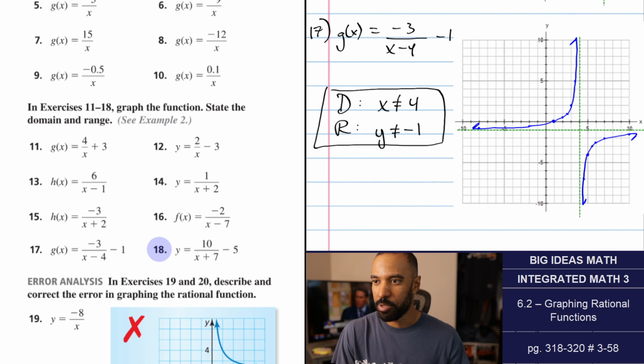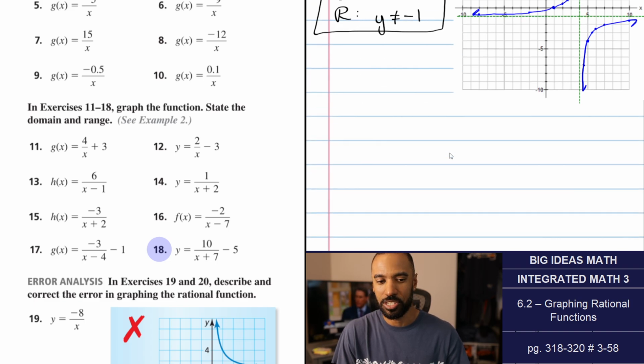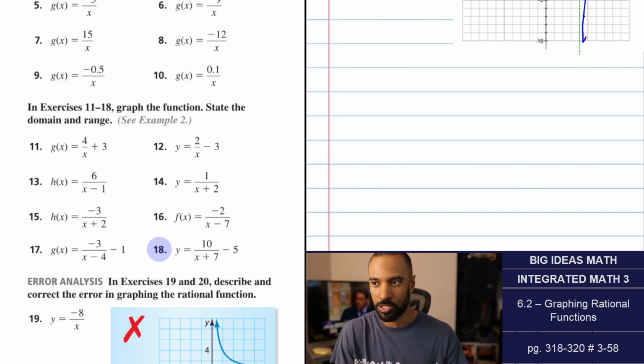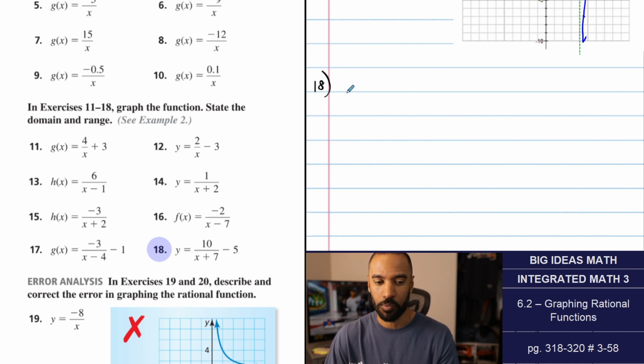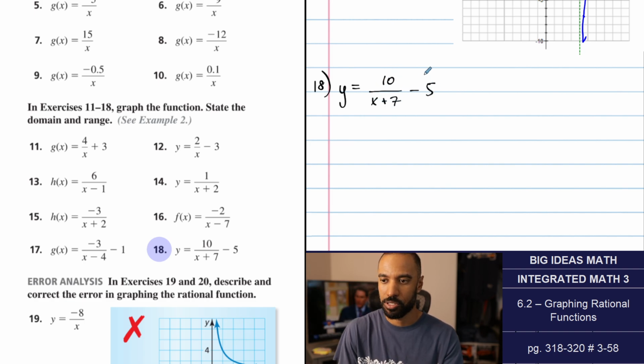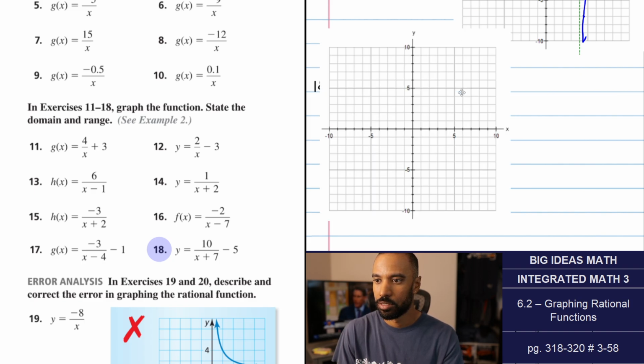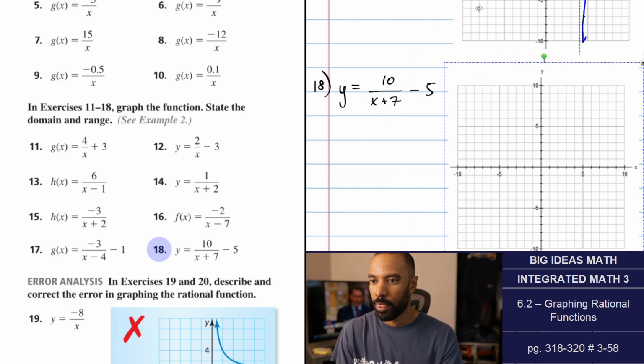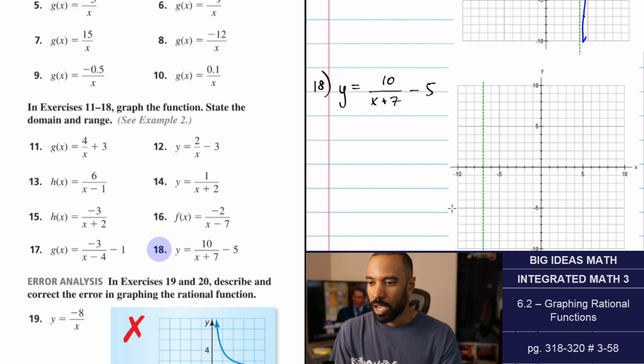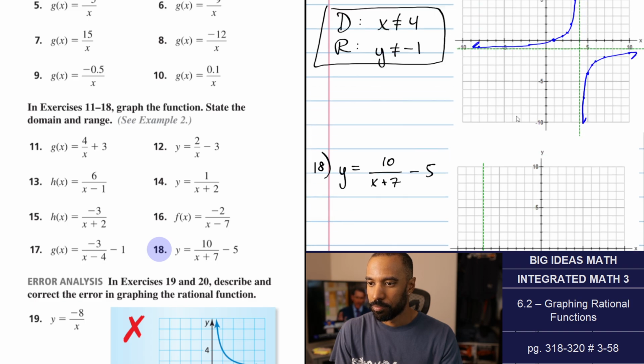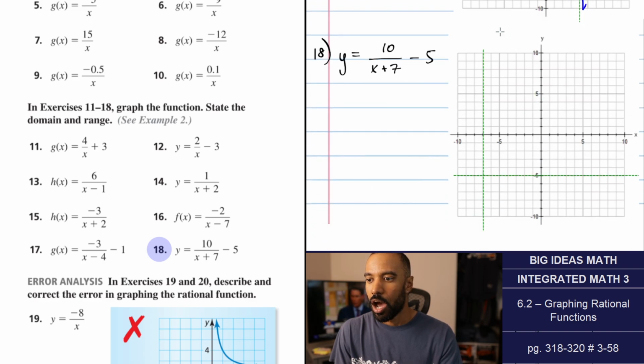Number 18. So 18 is interesting because of how big this 10 is, yet how far we are going to translate vertically and horizontally. So we'll see what points we can actually fit with this all told. So 10 over x plus 7, and then minus -5. So x plus 7, vertical asymptote at x equals -7. And then -5 here. Make sure that was good. Okay, that was good.